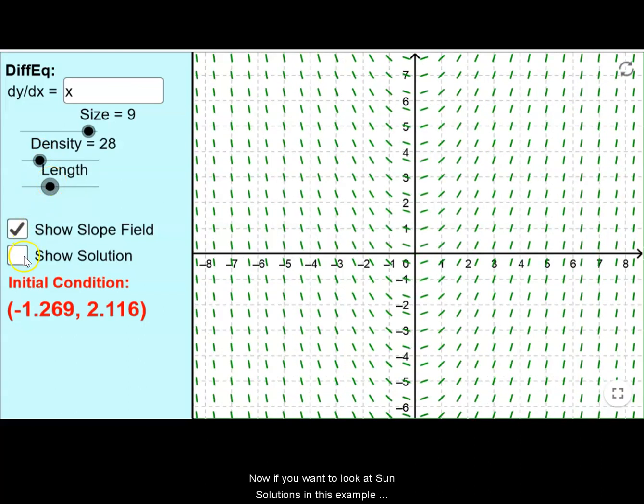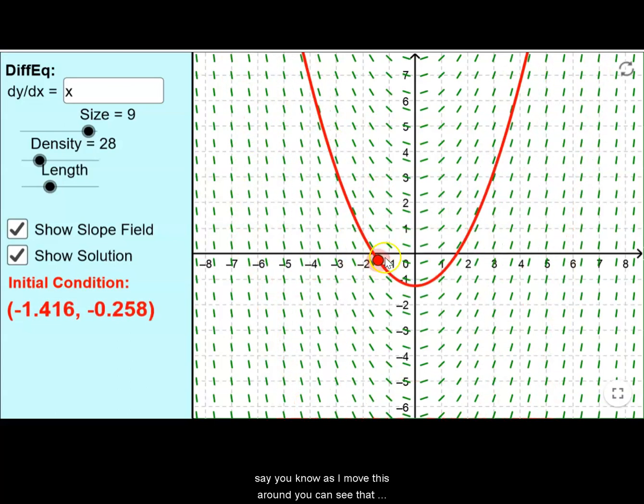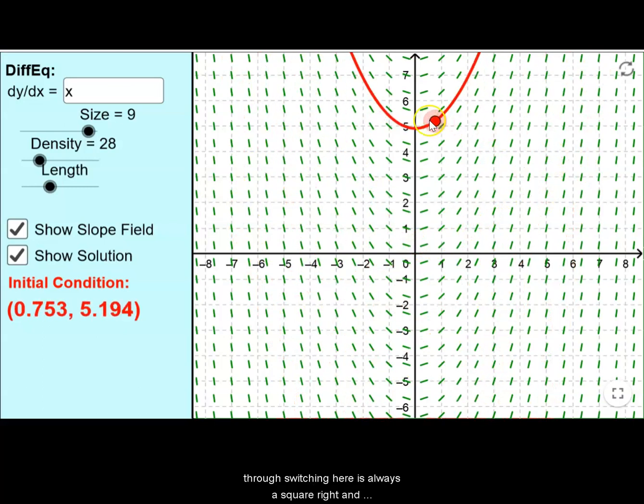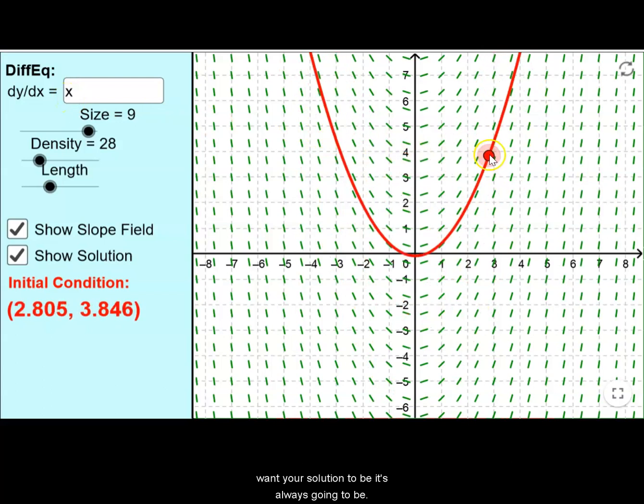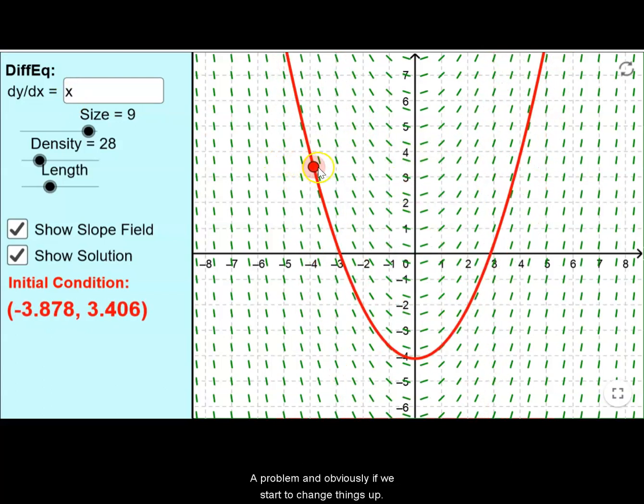Now, if you want to look at certain solutions, there are different slope field generators where you cannot show solutions based on initial condition. They only generate slope fields and they don't have conditions. But let's say, as I move this around, you can see that the solution here is always x squared. That makes sense because I have y prime equals x. If you integrate this to solve, you're going to get 1/2 x squared plus c. So depending on where you want your solution to be, it's always going to be a parabola.